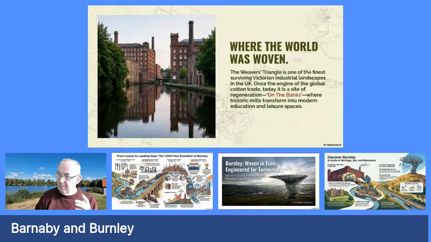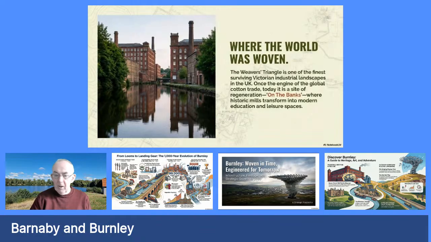But it's also, basically, this is the Weaver's Triangle. It's a Victorian industrial landscape. It's one of the finest surviving ones because the whole stretch of the canal has been untouched.